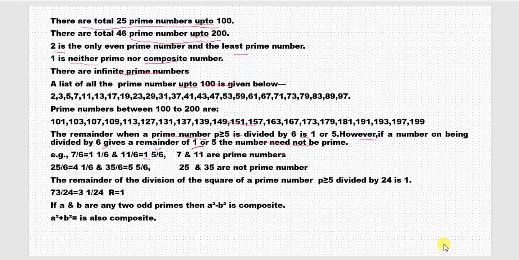Here, 25 divided by 6 is 4 remainder 1, and 35 divided by 6 is 5 remainder 5. Here also the remainders are 1 and 5, but 25 and 35 are not prime numbers. The remainder of the division of the square of a prime number greater than or equal to 5 by 24 is 1. For example, 73 divided by 24 is 3 remainder 1. If a and b are any two odd numbers, then a square minus b square is composite. Also, a square plus b square is composite.